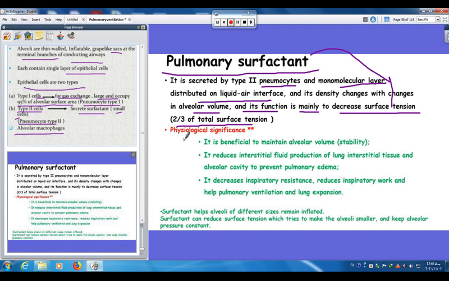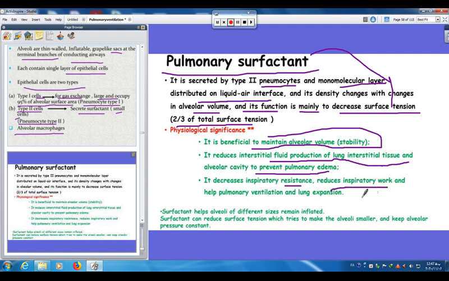Physiological significance of the surfactant is this: it is beneficial to maintain alveolar volume stability. This is very important. It reduces interstitial fluid production of the lung interstitial tissue and alveolar cavity to prevent pulmonary edema, and it decreases, okay, respiratory resistance and reduces respiratory work and helps pulmonary ventilation and lung expansion.